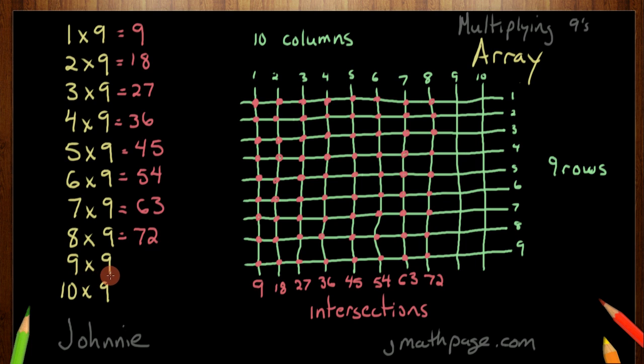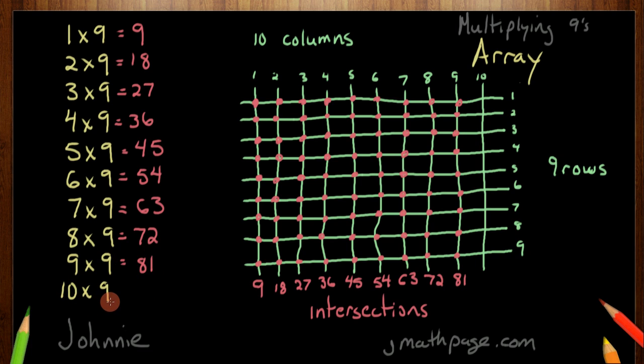How about 9 columns, 9 rows? Here's our 9th column. Here are our intersections. Okay, so we had 72, now we have 73, 74, 75, 76, 77, 78, 79, 80, and 81. We have 81 intersections. 9 columns by 9 rows gives us 81 intersections.